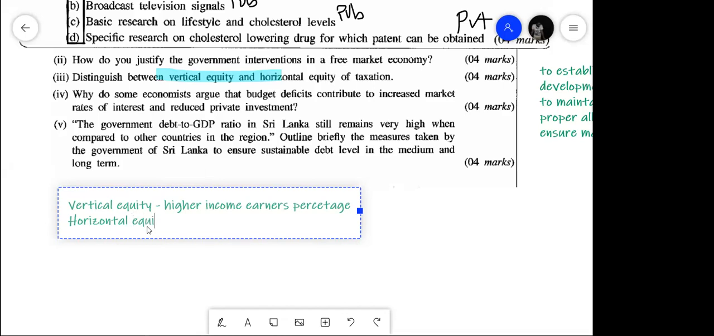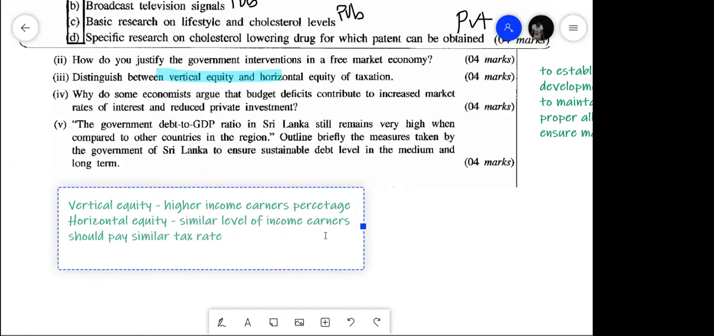So what is horizontal equity? There was a perfect answer on the chat box, so I'll just copy and paste. Here's my answer, it might be incomplete, but remember the explanation. Don't just blindly write whatever I put on the board, right? So horizontal equity is similar levels of income earners should pay similar tax rates. For example, let's say all 54 of us here are earning the same income. Then I can't be a person who is paying a higher tax. Not fair. Horizontally, everyone at the same level of income pays the same tax rate.